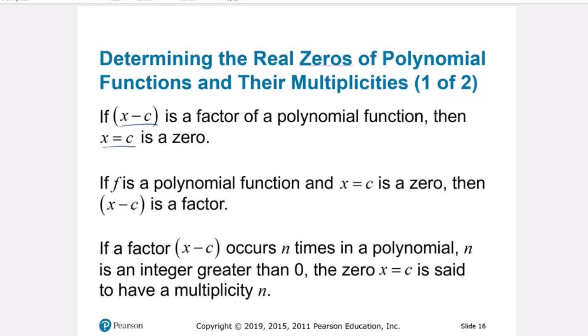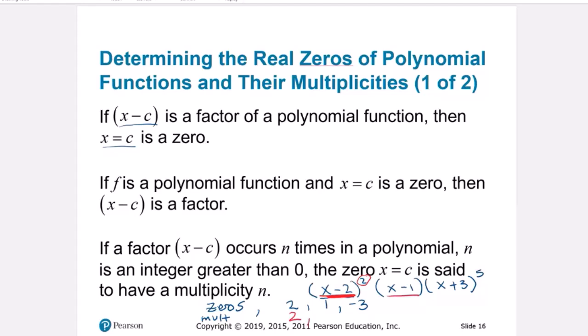If a factor x minus c occurs n times in a polynomial, n is an integer greater than 0, then the zero x equals c is said to have a multiplicity of n. For example, I had x minus 2 squared times x minus 1 times x plus 3 to the 5th power. My zeros are 2, 1, and negative 3. The multiplicity on the zero that's 2 is 2. That multiplicity is 2 because this would be the same as saying x minus 2 times x minus 2. So I'd have 2 zeros there.